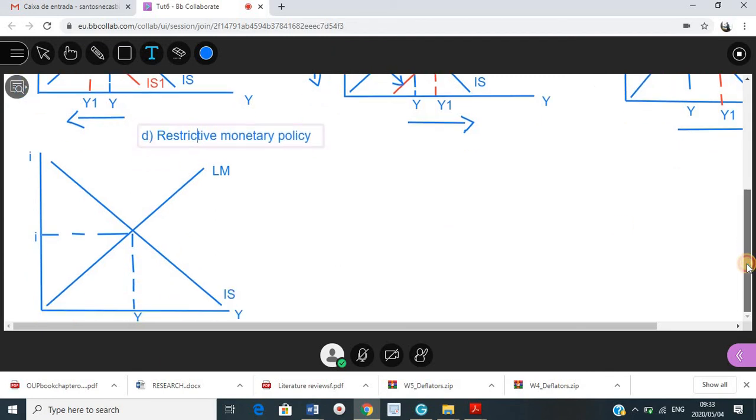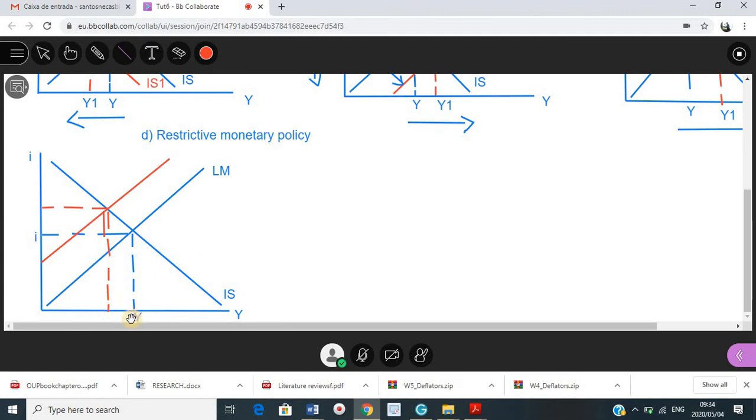Very good. So a restrictive monetary policy basically shifts our LM to the left, right? So I can just show you. Maybe I can just change the color to show that this is going to be shifted to the left. And here we have our new equilibrium.